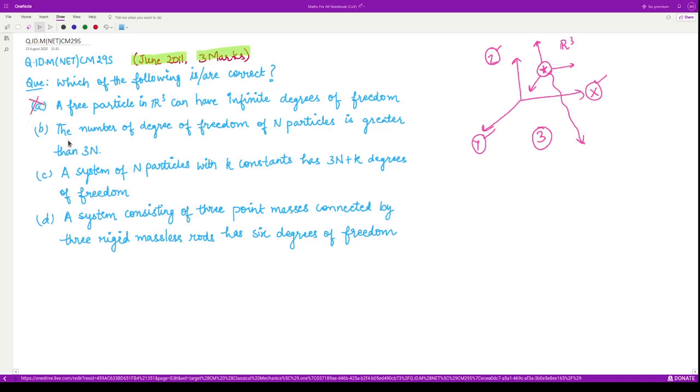Now talking about the second option, they are saying the number of degrees of freedom of n particles is greater than 3n. So let us discuss this case. We assume that the system of n particles is represented in this 3-dimensional space, X, Y and Z. We have n particles over here. Now we have seen in one of the videos in this playlist on classical mechanics that we can convert this system into a configuration system in which we have 3n axes.